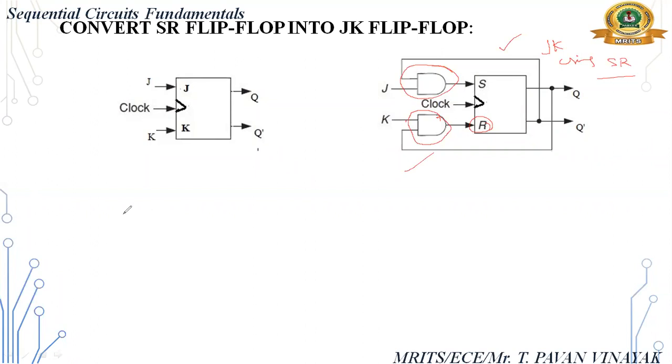What do we do? First we write the characteristic table. Second, we write the excitation table. Once again, first we write the characteristic table. Second, the excitation table, and with the help of the excitation table, complete the characteristic table. Third, we write the Boolean expressions. How to write the Boolean expressions?